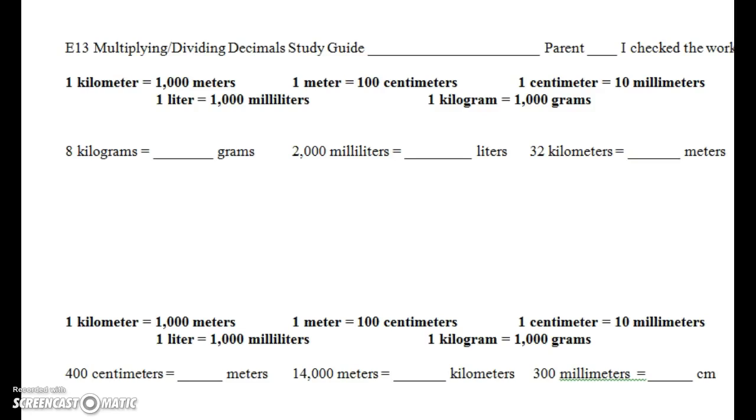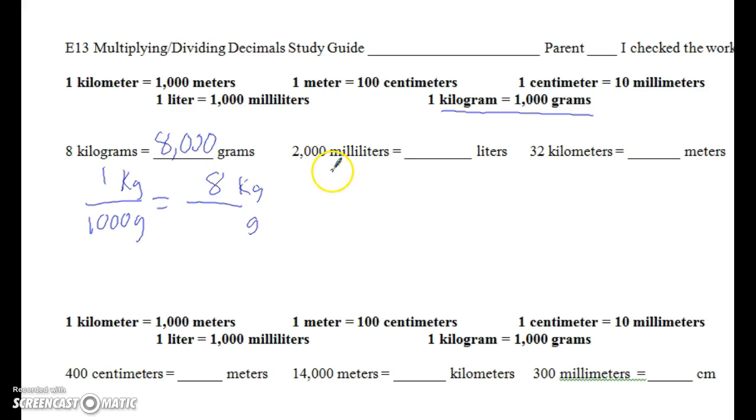Here's the answers to the multiplying dividing decimal study guide. So right here I see 8 kilograms equals blank grams, so I need the fact that goes with that, which would be kilograms and grams. 1 kilogram is 1,000 grams. So over here, when I write kilograms on top and grams on the bottom, because that's what I have over here, the 8 goes on top. So what do we do to the 1 to make it 1,000? Times 1,000. So 8 times 1,000 equals 8,000.